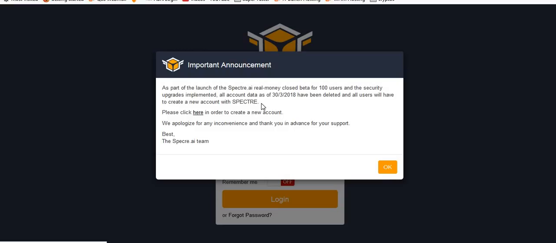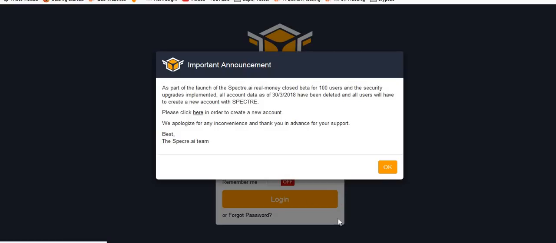I have not tested it, so I'm not sure if you can use the same email address. I'll have to test that and come back to you. It doesn't really matter, you can always use a different email address, but you should be able to use the same email address. As I said, they've deleted all the information.